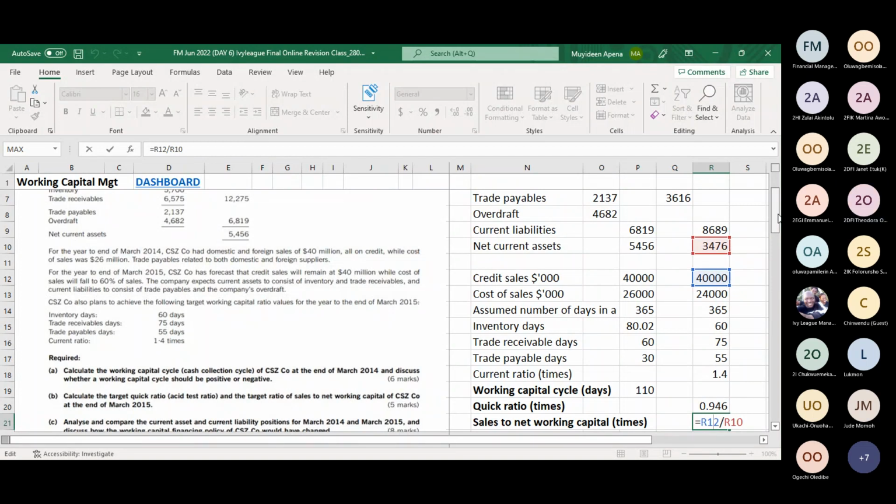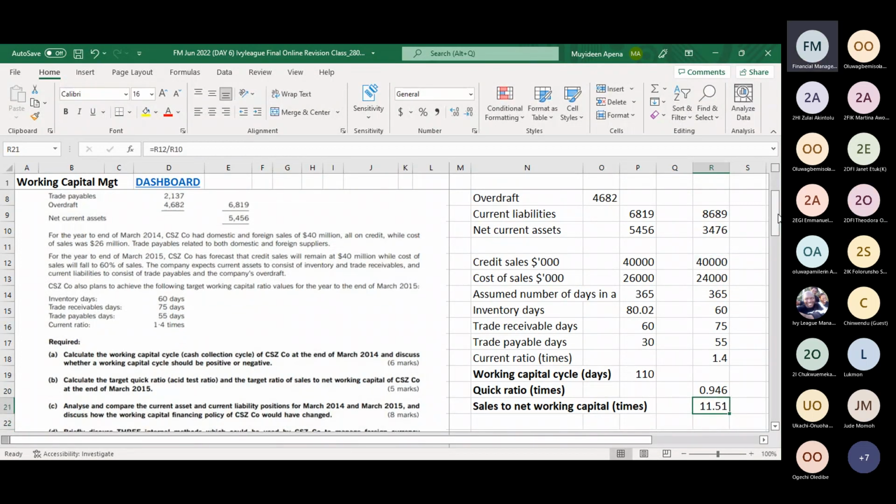All right, so now the C part says we should analyze and compare the current asset and current liability positions for March 2014 and March 2015. We should analyze and compare the two for the two periods, and then discuss how the working capital financing policy of CSZ Co would have changed.